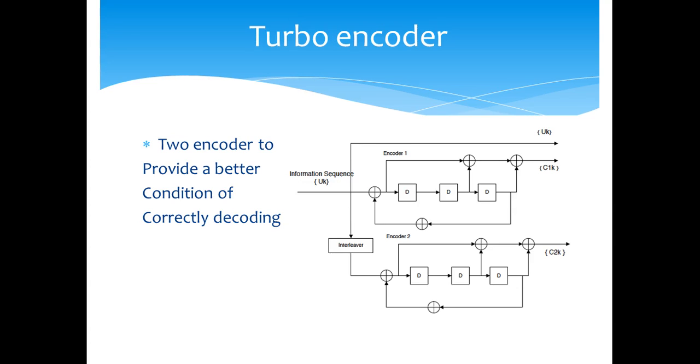Here is the turbo encoder. The turbo encoder has two encoders, and they work together to provide better conditions for correct decoding. We can see this is the first encoder, and this is the second one. When a data block comes in, it goes to the first one first, and then the data block is interleaved and encoded by encoder 2 as well.